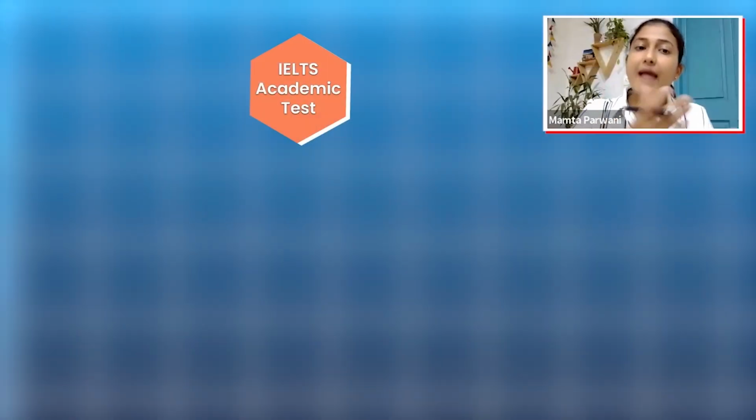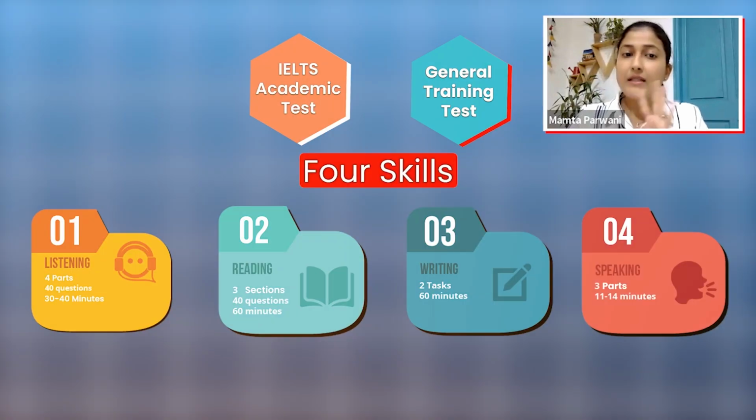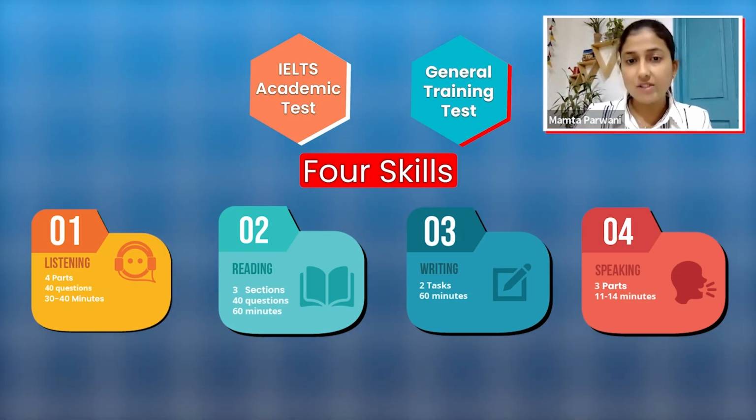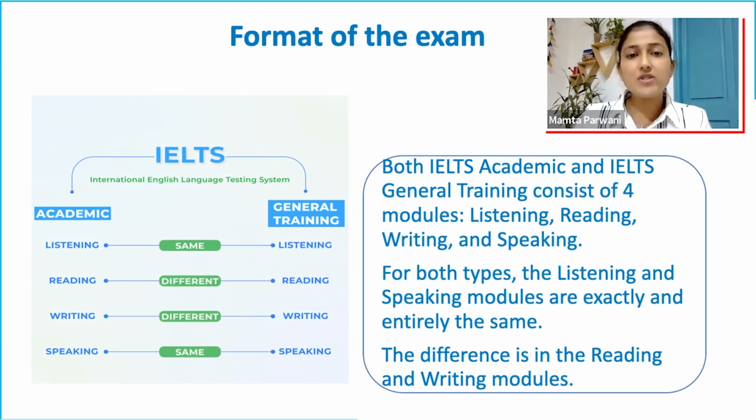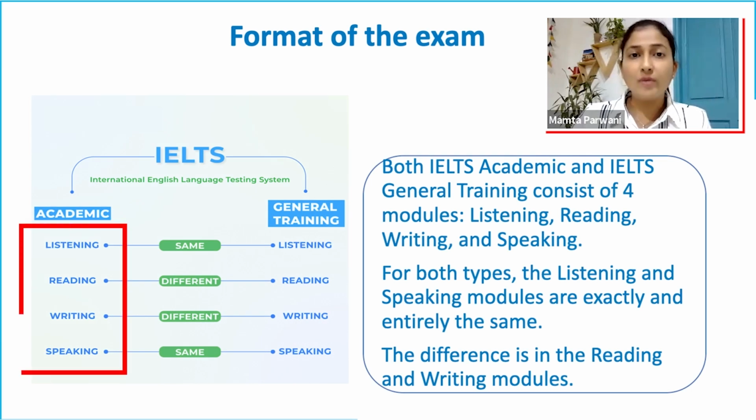So what is IELTS? IELTS is also nothing else but just checking your English proficiency, correct? I hope this much is clear. So be it academic or be it general training, these are the 4 skills which are judged and on the basis of which you get a band score. So as we just saw, these 4 skills are common for academic as well as for general training.